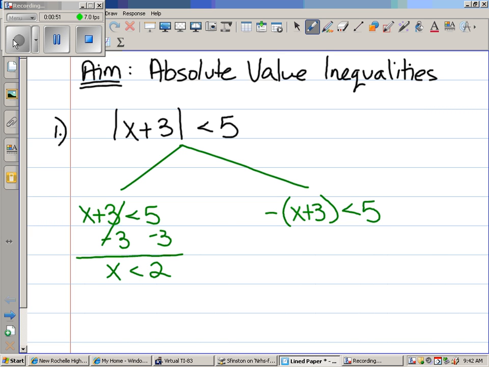We're going to subtract 3 from both sides on this one. That one's all good. We get x is less than 2. Right? And then this guy over here, we got negative x minus 3 is less than 5. We're going to add 3 to both sides. That's going to be negative x is less than 8.